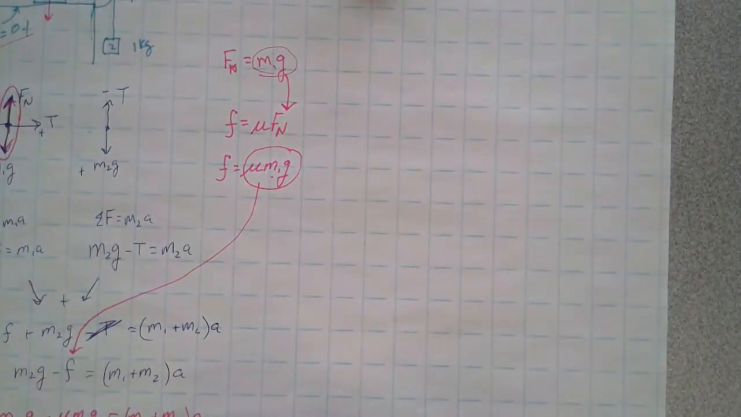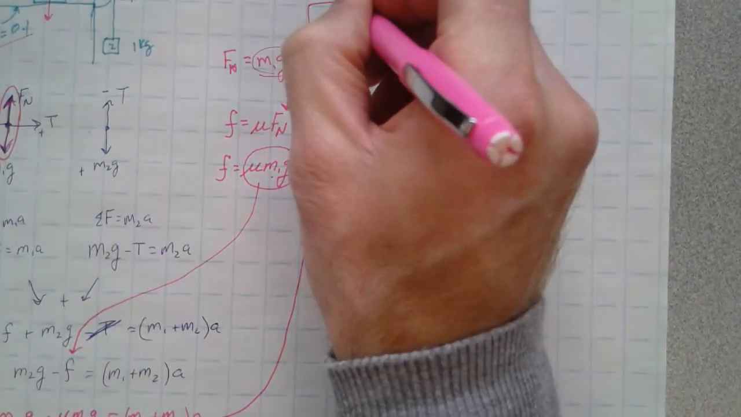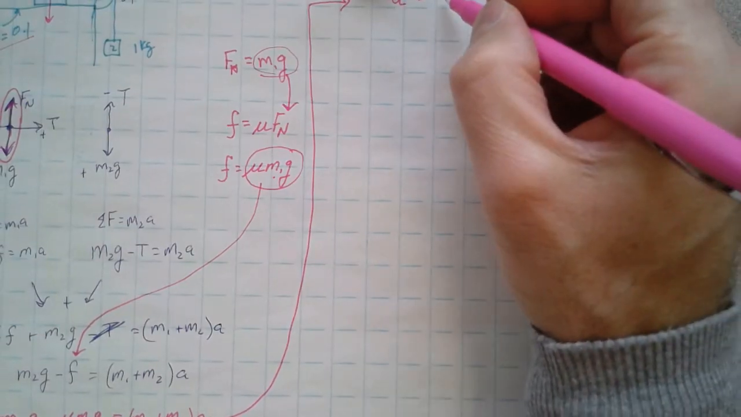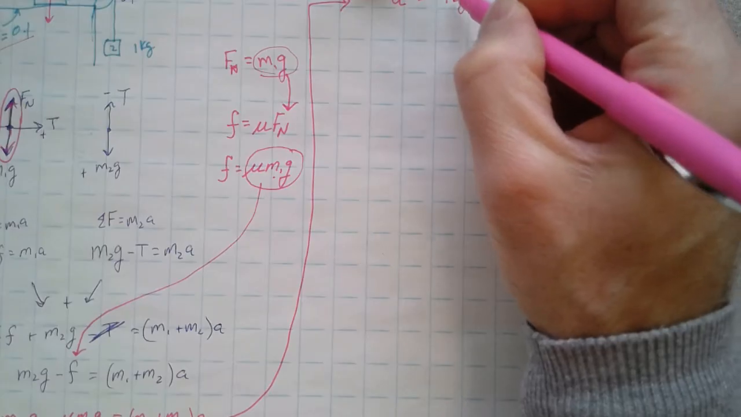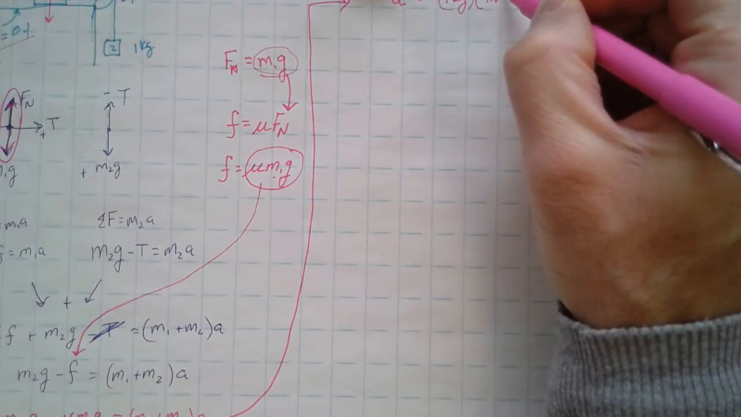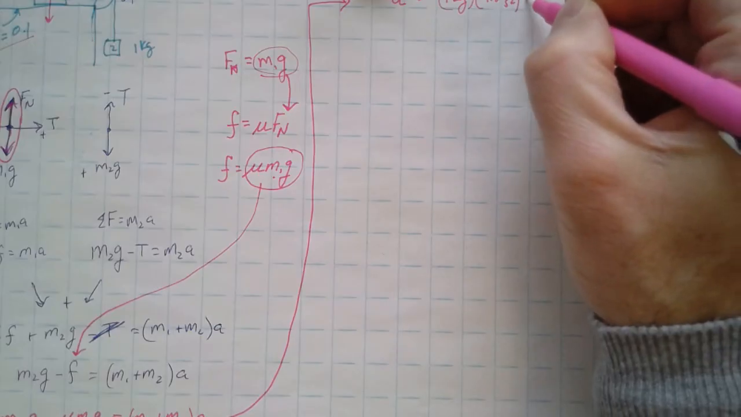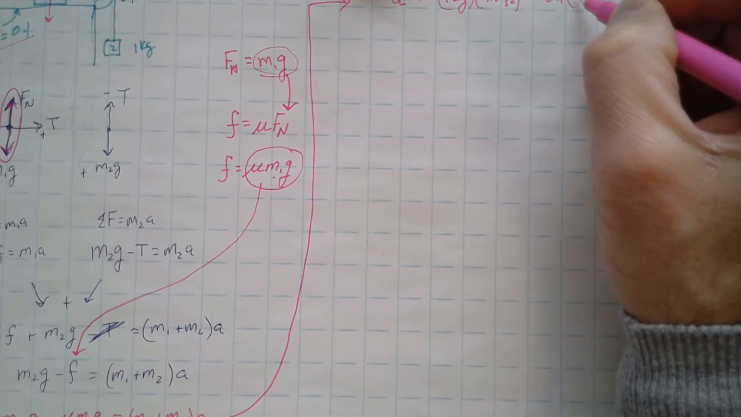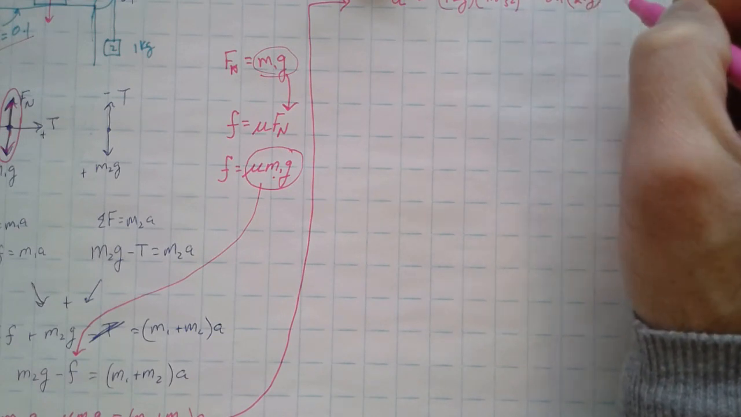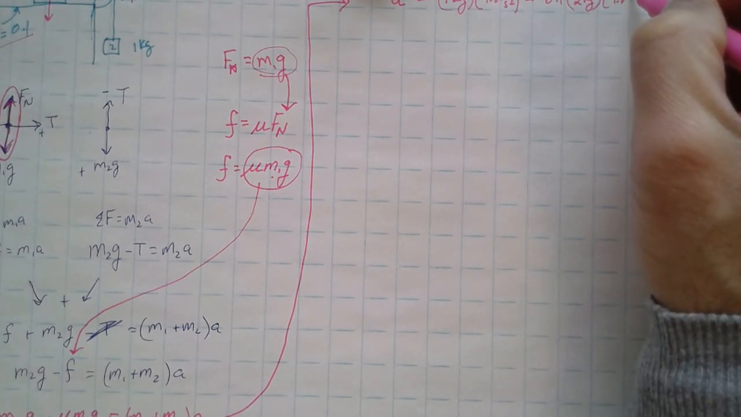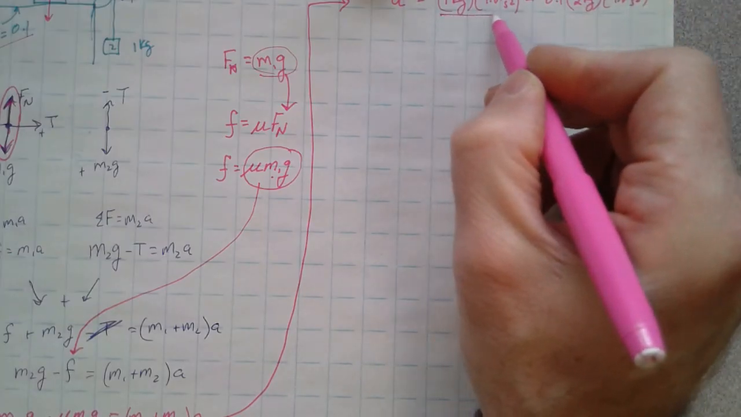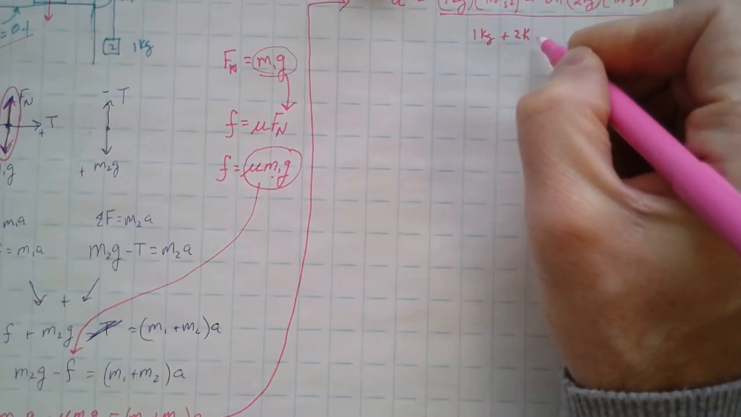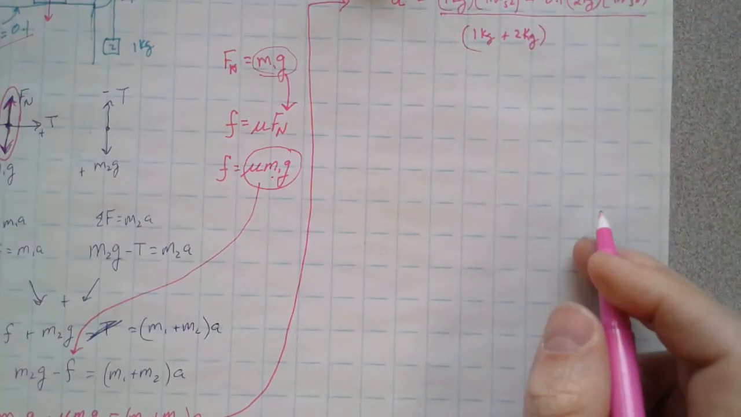Need more space. Bring that up here. So that acceleration is equal to M2G. So that's going to be 1 kilogram times 9.8 meters per second squared minus mu, which is 0.1, times mass 1, which is 2 kilograms, times G, which is 9.8 meters per second squared, all over the sum of the masses, 1 kilogram plus 2 kilograms. And that is it.